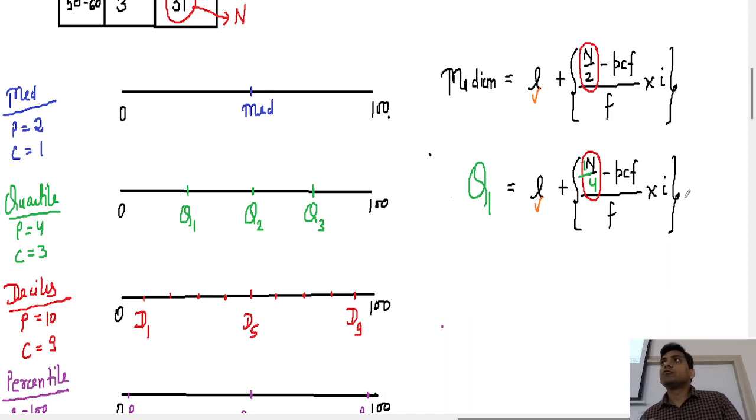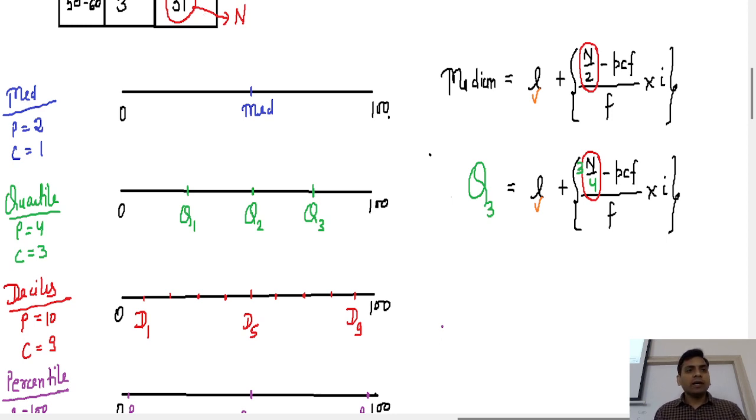If you need first quartile, clear? If you need second quartile, then you will put Q2 and this is 2 into n upon 4. Done? And if you need third quartile, then you will put 3, so you will consider this as 3n upon 4. This is for third quartile. Is it clear? Any doubt? Confusion? So different quartiles, different formula.